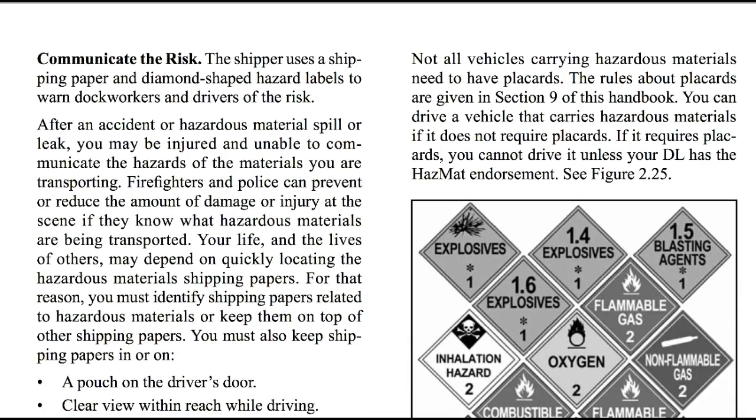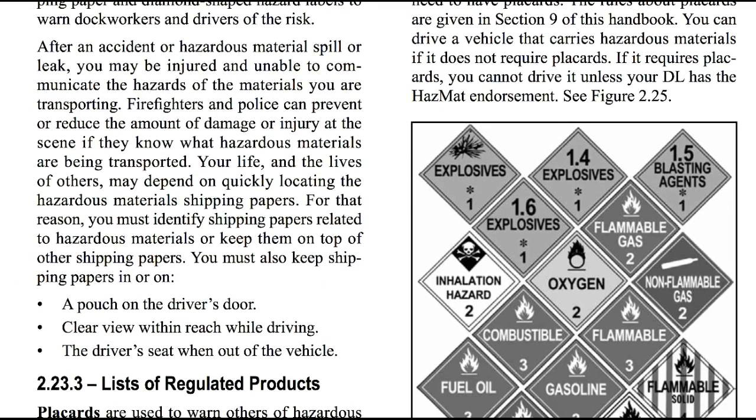Now, communicating the risk. The shipper uses a shipping paper and diamond-shaped hazardous labels to warn dock workers and drivers of the risk. In an accident of hazardous materials spill or leak, you may be injured and unable to communicate the hazards of the material you are transporting. Firefighters and police can prevent or reduce the amount of damage or injury at the scene if they know what hazardous materials are being transported.